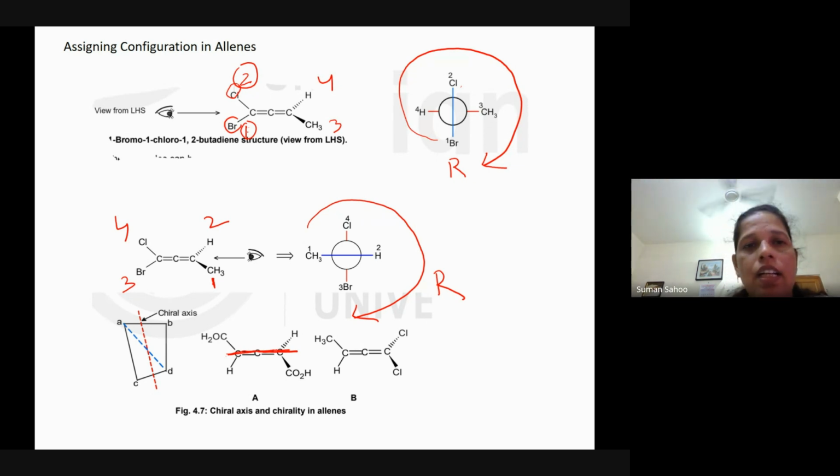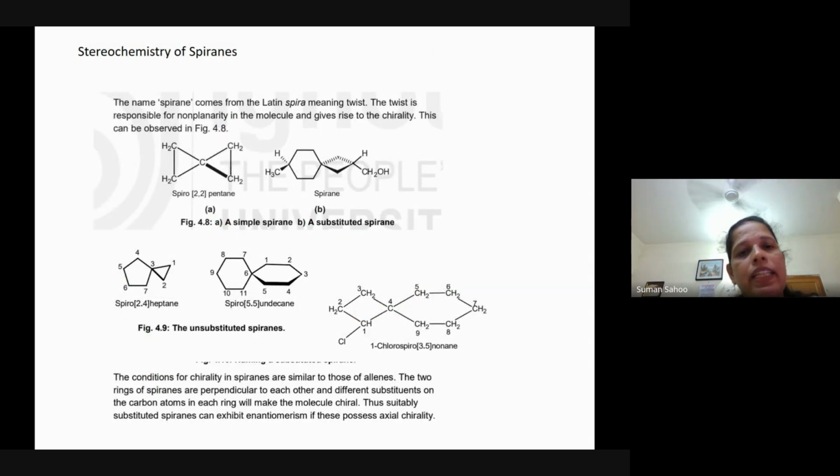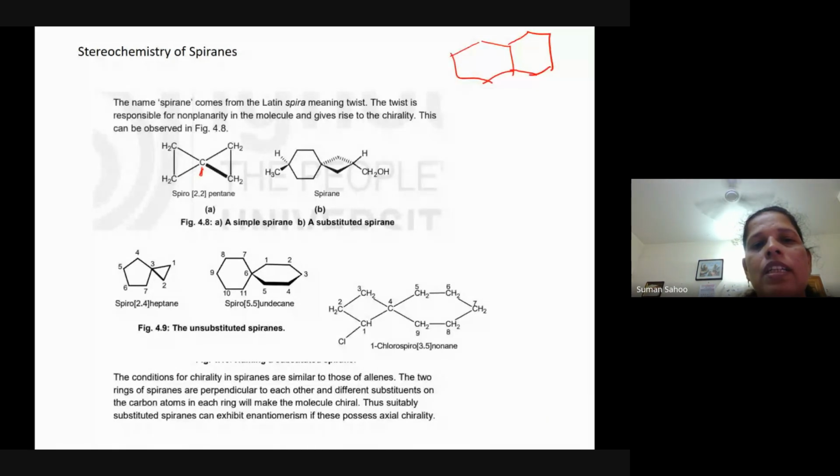Next is spirans. In the previous one we have seen fused rings, but here these are not fused rings. Here both the rings are joined through a single carbon. In the case of fused rings, 2 carbons are shared by 2 rings, but here it is shared by only 1 carbon. So these are known as your spiro compounds. That means you are twisting it in between.